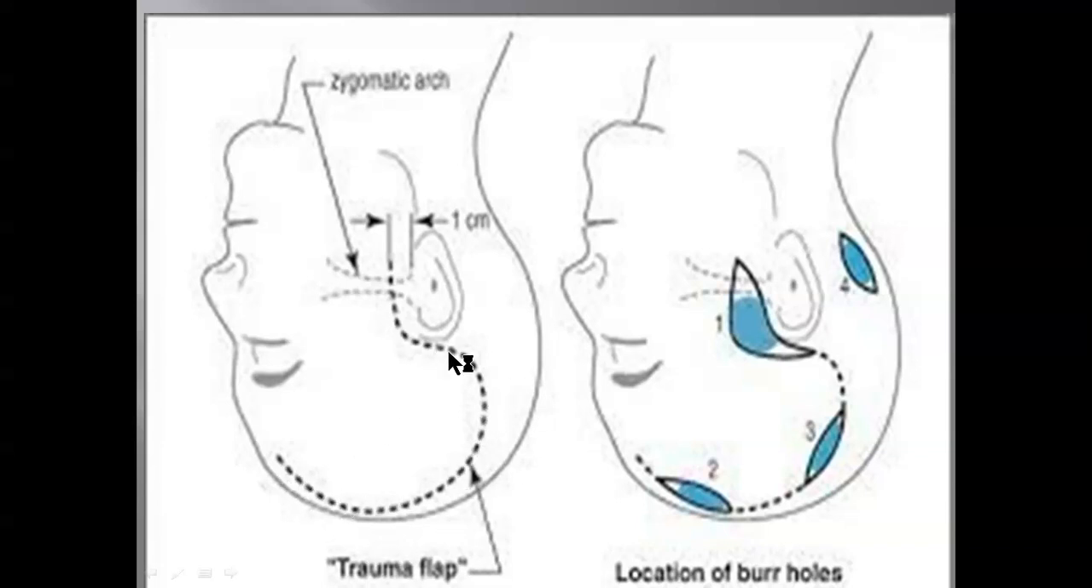Same skin incision, and location of burr holes for the trauma flap. It's not about the decompressive craniectomy, it's about the trauma flap, which is for the exploratory burr holes. So suppose a patient has an acute epidural hematoma, your first burr hole would be here, then you go in the frontal region, then the parietal region, and last the occipital region, if you haven't seen blood coming out in the epidural area.